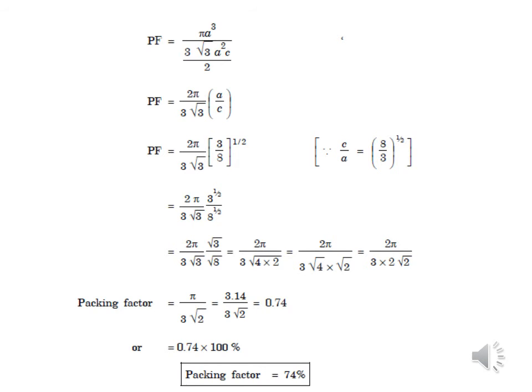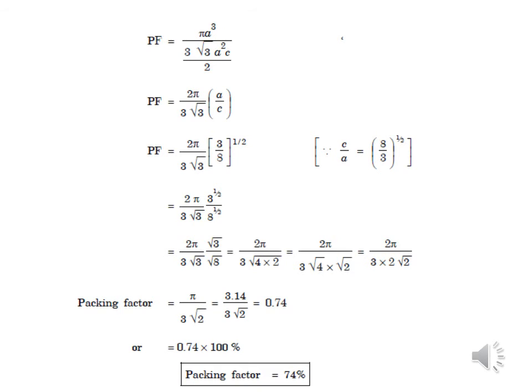Atomic packing factor is equal to small v by capital V. Already found, small v is pi a cube, and capital V is 3 root 3 a squared C by 2. Substitute this value and simplify this equation. Since C by A equals 8 by 3 whole power 1 by 2, or A by C equals 3 by 8 whole power 1 by 2.